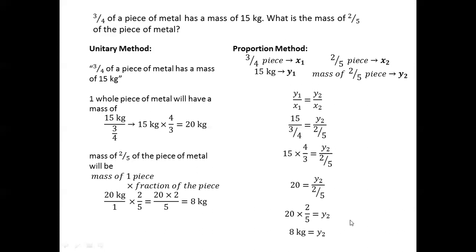Okay, so that's how we solve these two introductory problems about direct proportion.